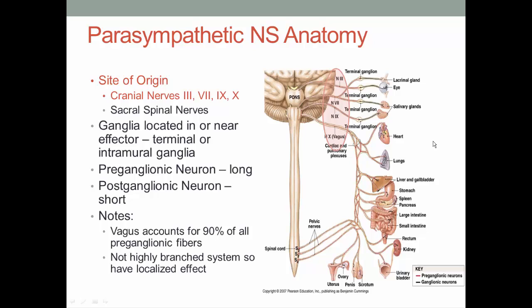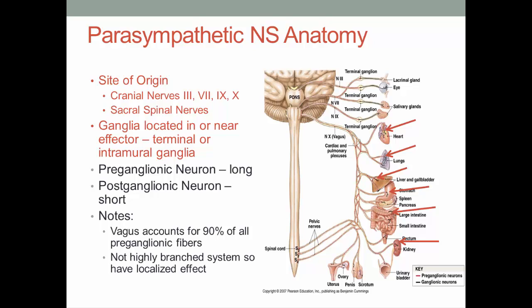The other site of origin is the sacral spinal nerves. So way down at the opposite end of the spinal cord, in the sacral region, some of the spinal nerves contain parasympathetic neurons. The ganglion in the parasympathetic nervous system is located in or near the effector, either in what's called terminal ganglia, which you can see where I've shown with arrows, or in intramural ganglia, which is basically right on top of the effector organ.